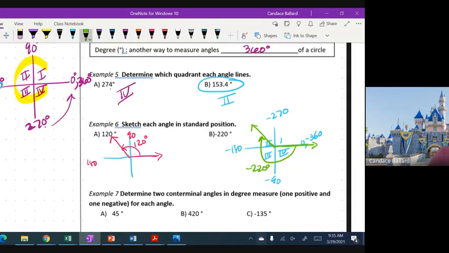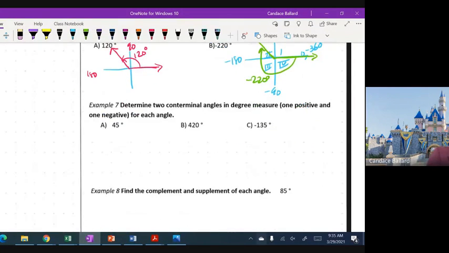Let's take a look at number 7 here. We need to determine 2 coterminal angles in degree measure, one positive and one negative. So instead of adding and subtracting 2 pi, I am going to add and subtract 360. So I'm going to do 45 plus 360 and 45 minus 360.